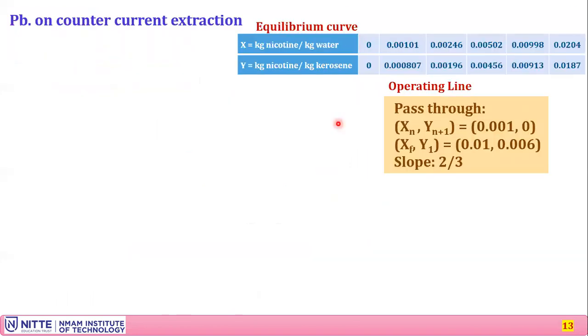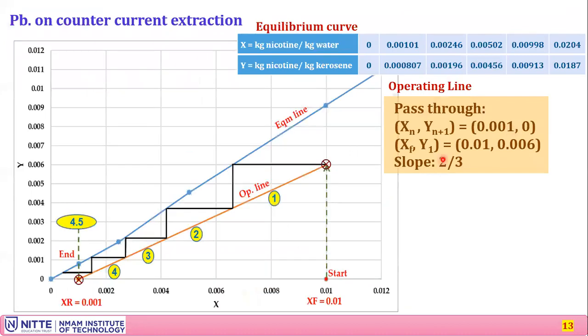So the data available to us: equilibrium data, operating line data. So you have to draw 2 lines. The blue line refers to the equilibrium line. The orange line here refers to the operating line. How did I draw it? I have 2 points through which it passes: 0.001 comma 0. I guess this is the point, 0.001 comma 0. There is one more point. Draw this: 0.01 comma 0.006. This point. These 2 points you join.